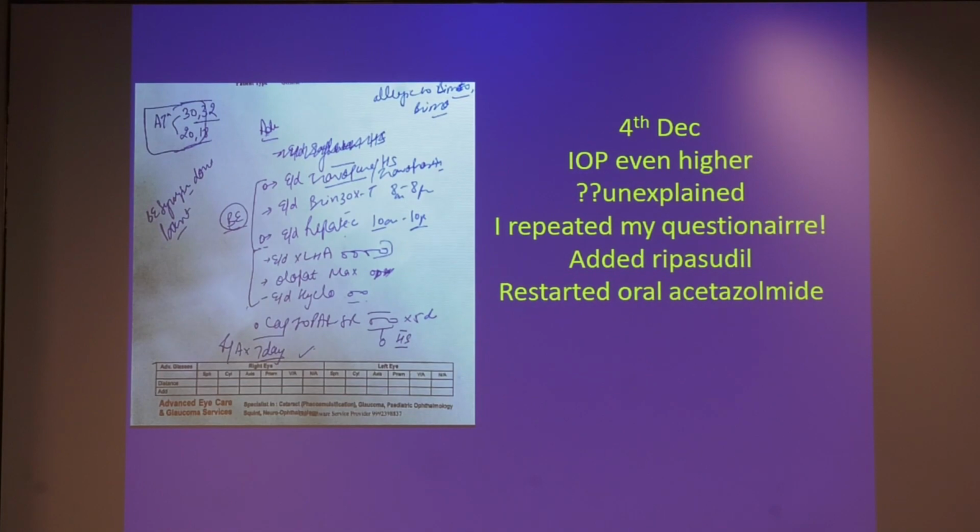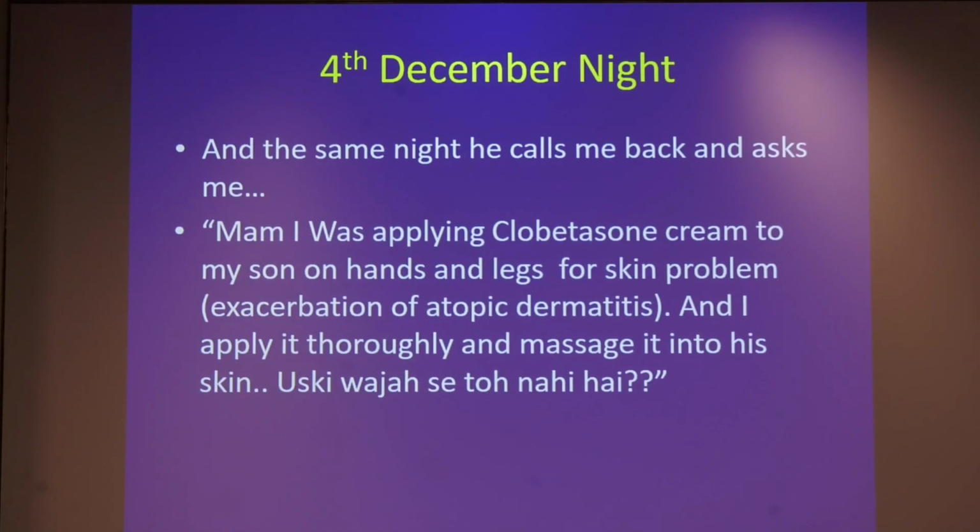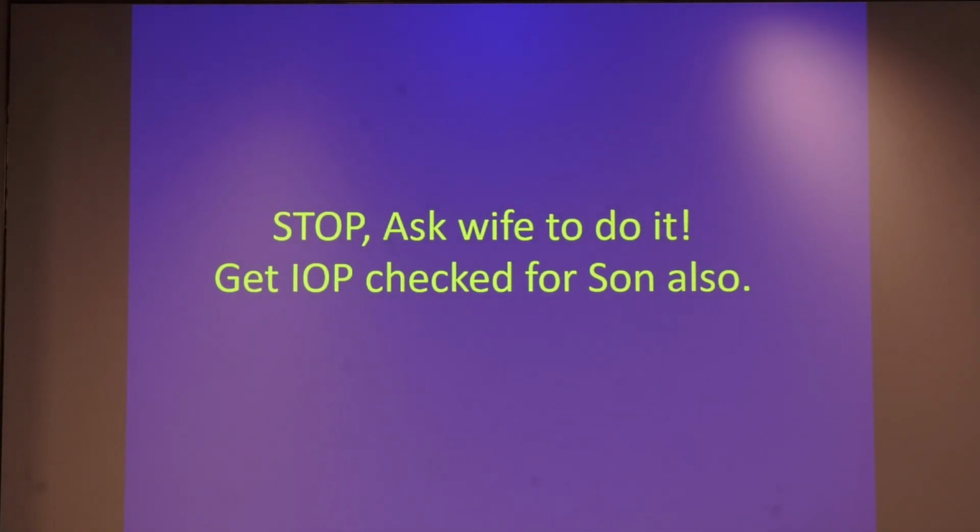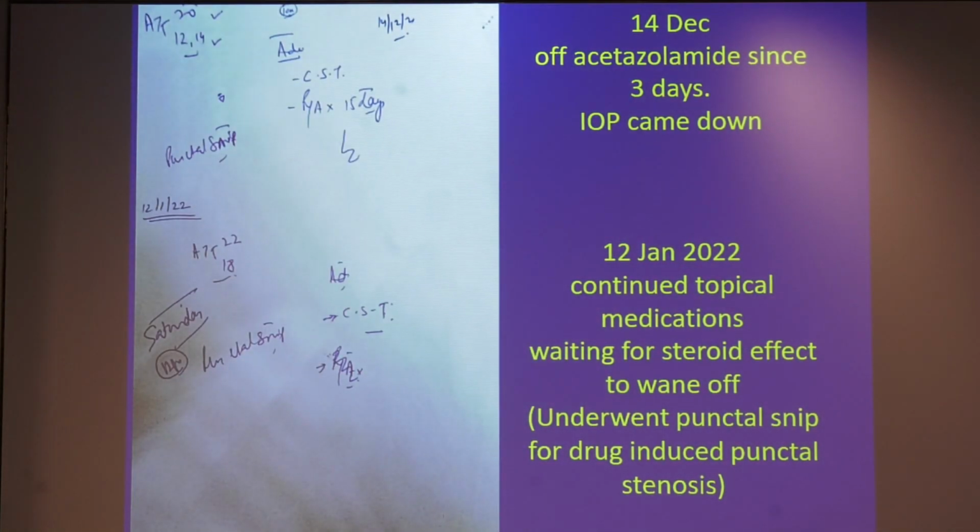He said nothing, and then on 4th December night, he went back home and called me that, ma'am, I was applying clobetasone cream to my son for an exacerbation of atopic dermatitis. Is it because of that? So here was the clinching diagnosis. He was having transcutaneous absorption while he was massaging the clobetasone onto his son's skin. So I asked him to stop immediately and get the IOP checked for the son also.